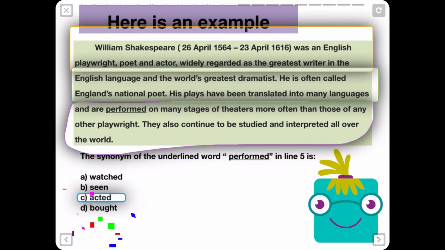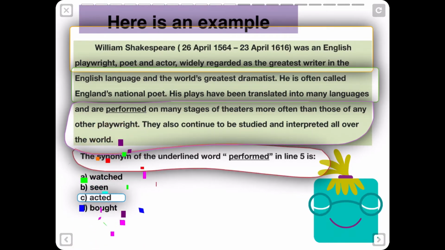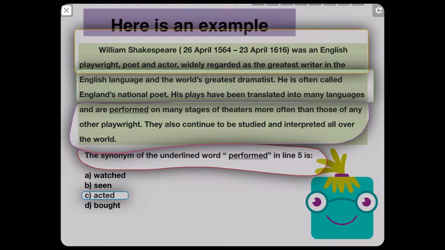Acted, yes, very good. The synonym of the underlying word performed in line 5 is watched, seen, acted, or both.